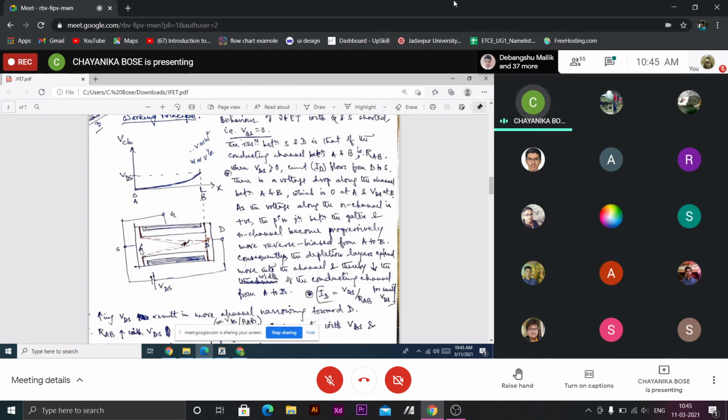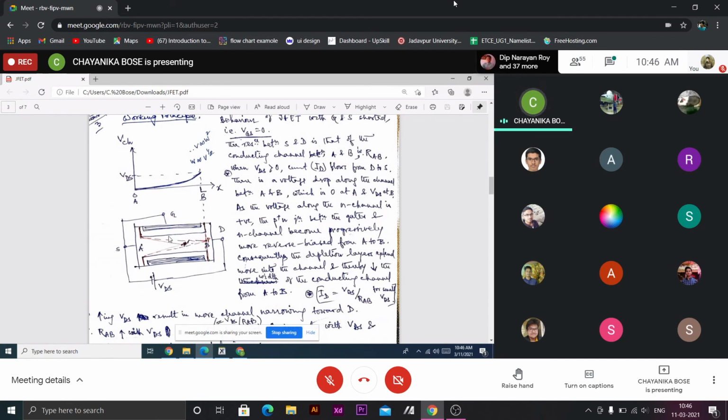Now, how will current flow? The electrons from the source will drift across this neutral channel and reach here. Now, at this point, they will be swept by the field. You will see what the field will be in this depletion region.